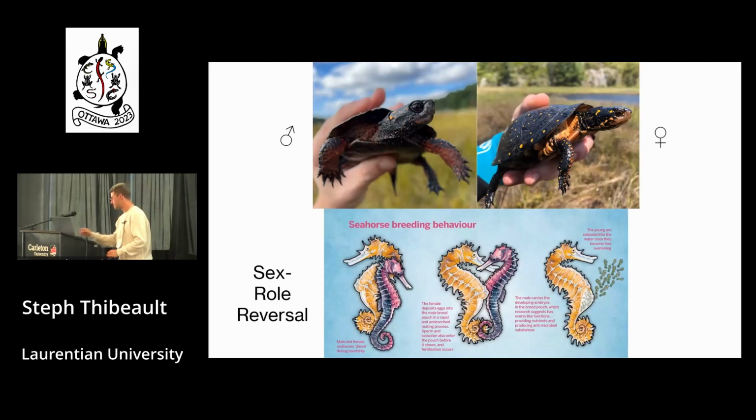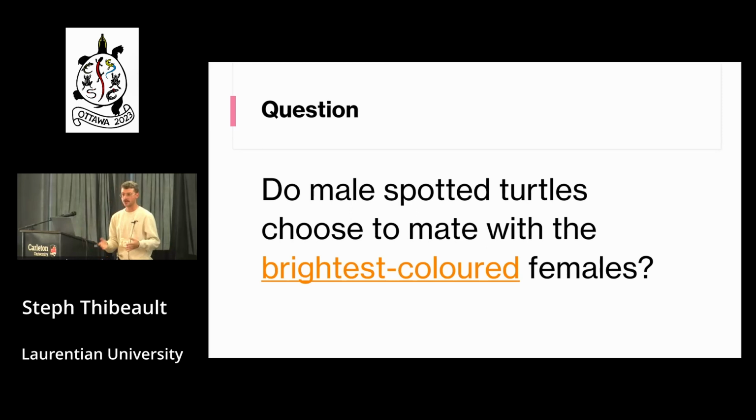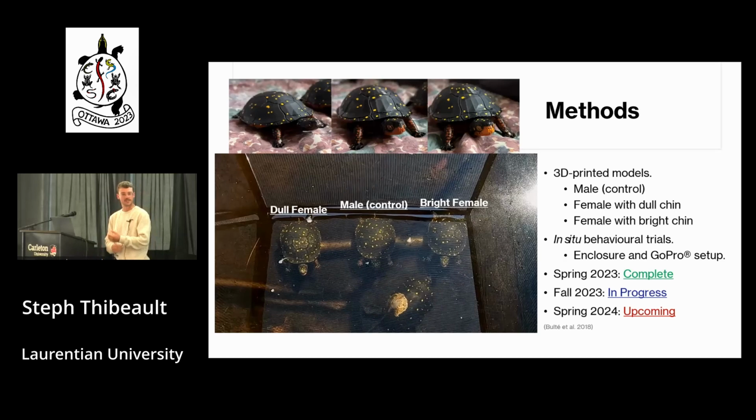So it begs the question, do male spotted turtles choose to mate with the brightest colored females? I hypothesize that they do, and I'm testing this using 3D models, very much inspired by Greg Wilte's study with the map turtles. I've designed three 3D models, printed them and got them painted to resemble males and females. So I have three models, one of which resembles a male and the other two resemble females. One has a duller chin than the other.